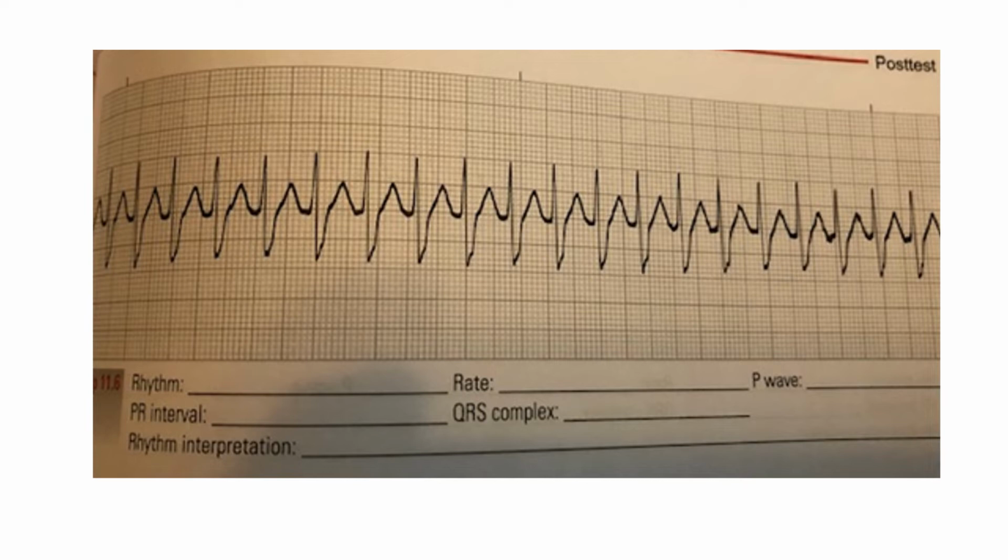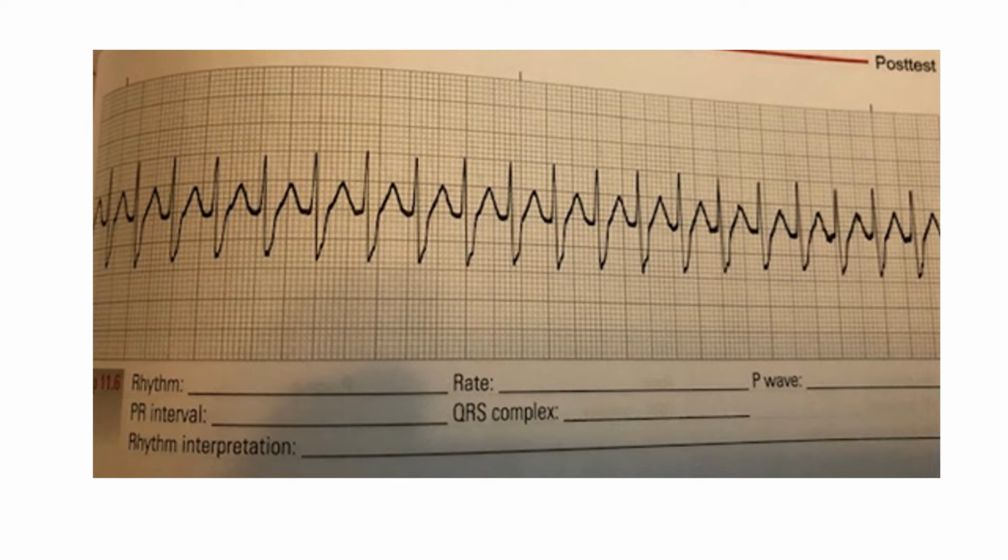So your rhythm interpretation is that it is a supraventricular tachycardia. It is above the ventricles, supra, and it is a tachycardia, so it's greater than 100. So therefore, your intervention for this rhythm is you have to determine if they're stable or unstable. So let's start with stable.